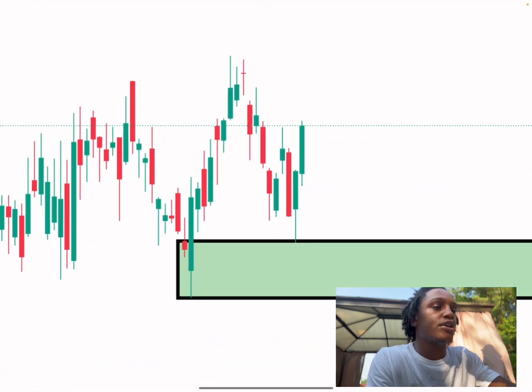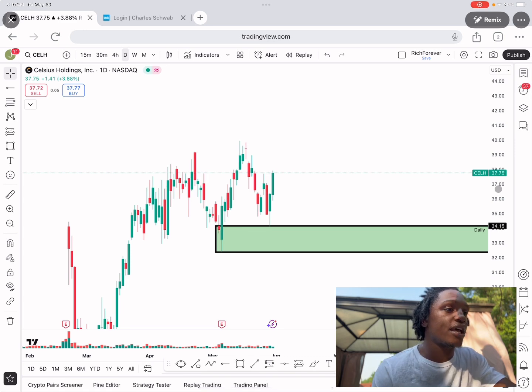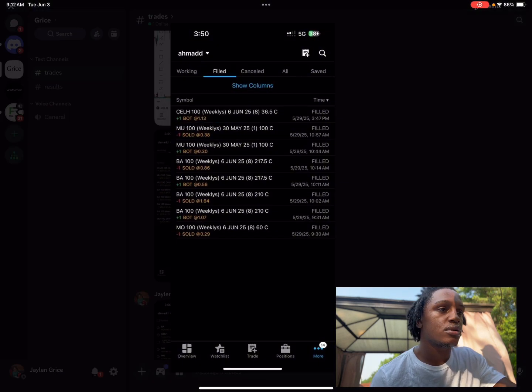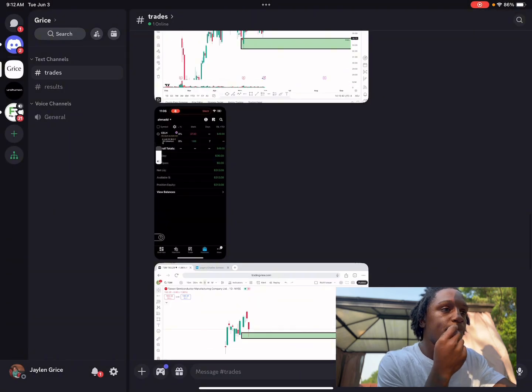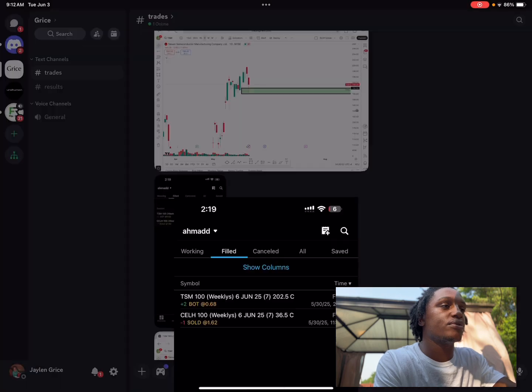So you see here, this is a demand zone. I'll go to it on the stock chart on TradingView. But this was the setup, a pullback into a demand zone. And you see that same bullish Harami pattern that I was just talking about? See, I bought Celsius at 113. And look when I sold Celsius at 162.